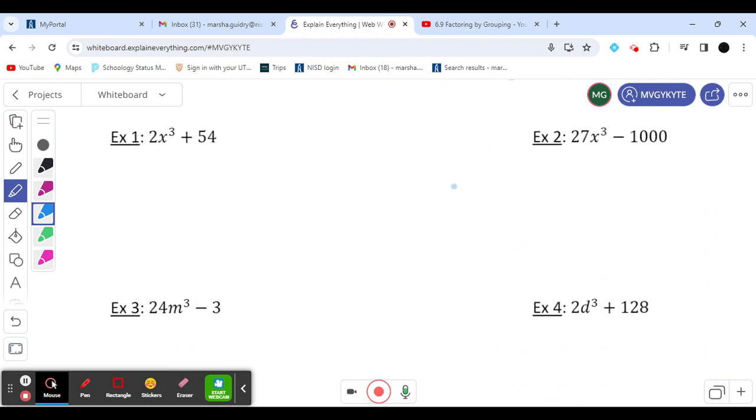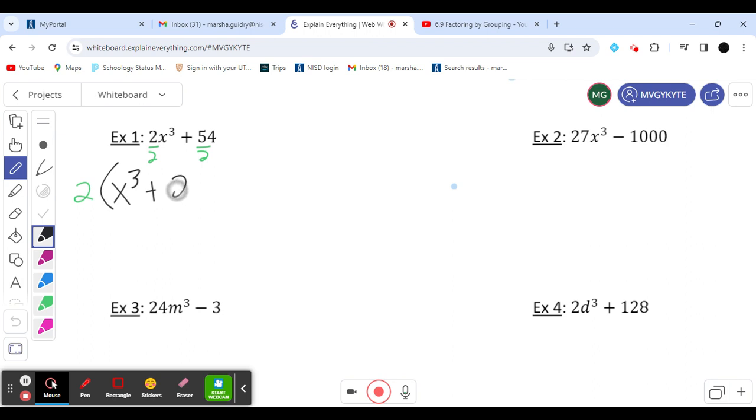2x cubed plus 54. What do we always do first? Look for a GCF. Both of these terms are divisible by the number 2. So we're going to go ahead and factor out our 2, and we're left with x cubed plus 27. Hallelujah. Both of those are perfect cubes. So we're going to use our pattern. I found for me, it is easiest to set up a parentheses that represents a binomial and then one that's a little bit bigger that represents a trinomial.